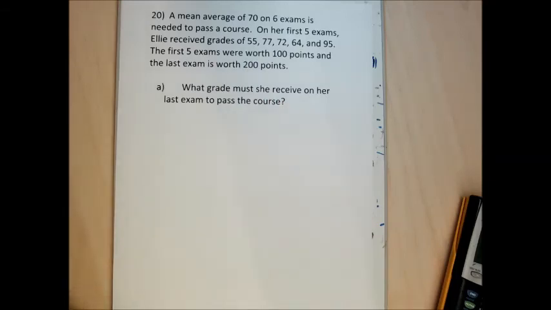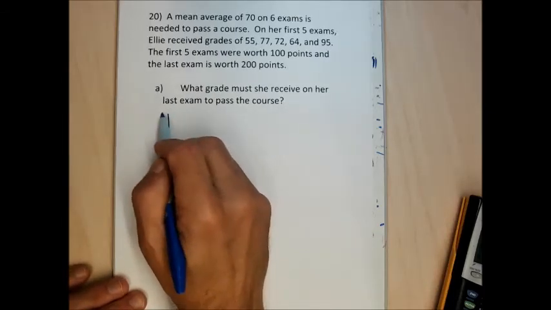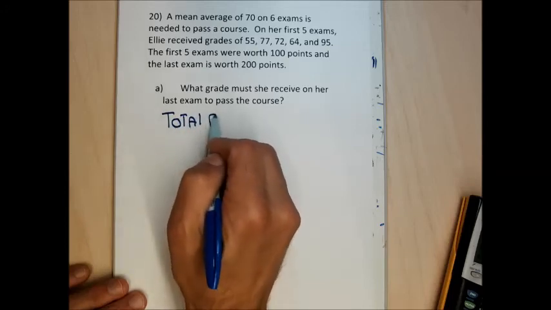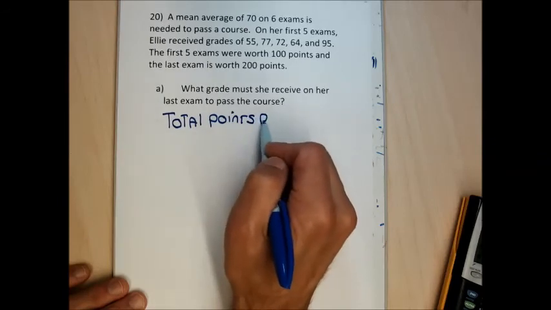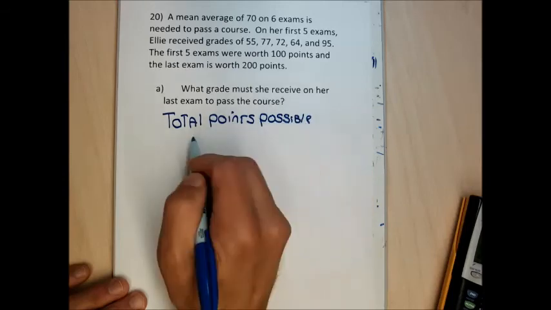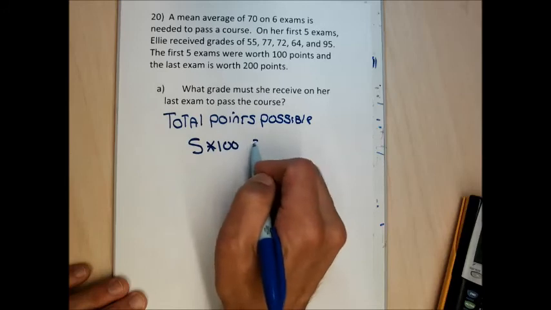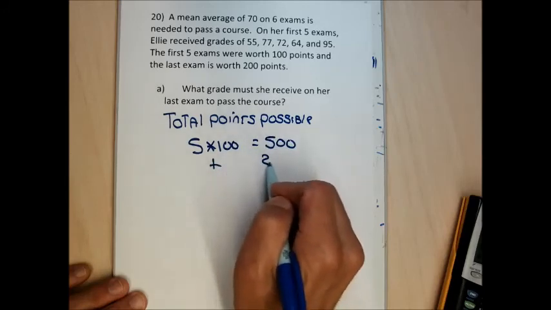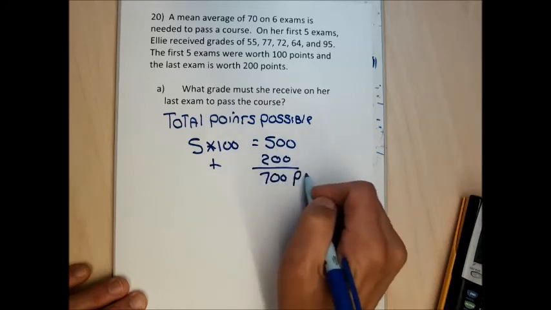So in this class right here, I need to know the total points possible real quickly. The total points possible are the 5 exams at 100 points, which is 500 points, plus the 200 points for the last test. So there's going to be 700 points possible.